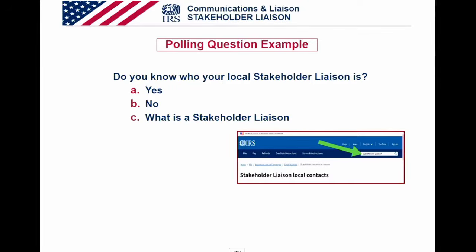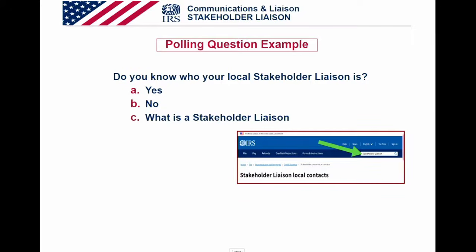Now we are going to take some time right now to test that polling feature. So here's your opportunity to ensure that your pop-up blocker is not on so you can receive the remaining polling questions throughout today's webinar. Audience, this example polling question will count towards the polling question requirement to earn CE credits. So here's your question. Do you know who your local stakeholder liaison is? Answer A for yes, B for no, or C for what is a stakeholder liaison.